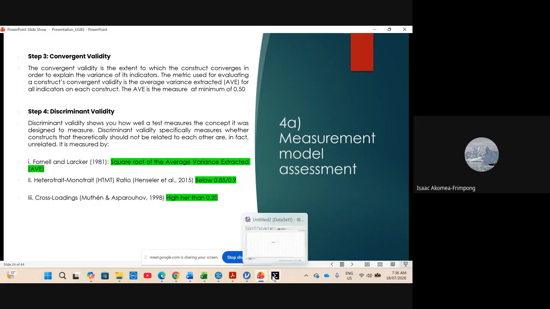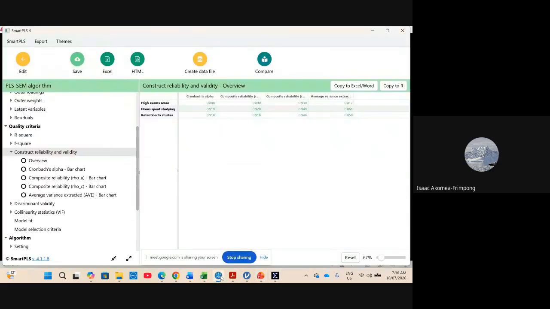So what if I have less than 0.5? Once again, if it is less than 0.5, then you have to give a reason why it is still okay. Go and look for previous studies and use them to justify why something less than 0.5 should still be kept in your study. Great. So I hope you are all fine.